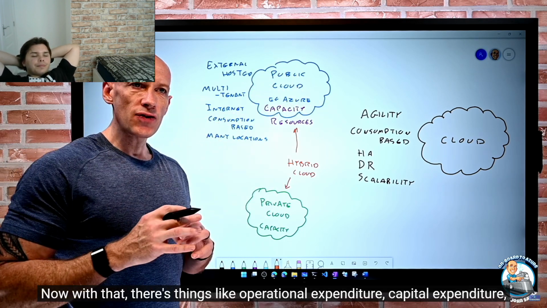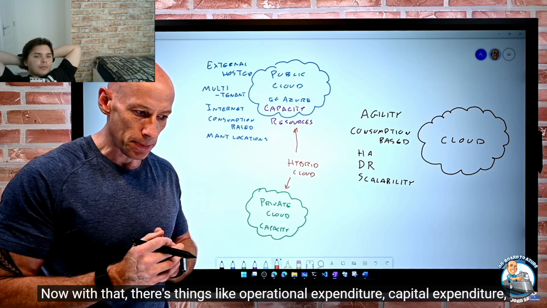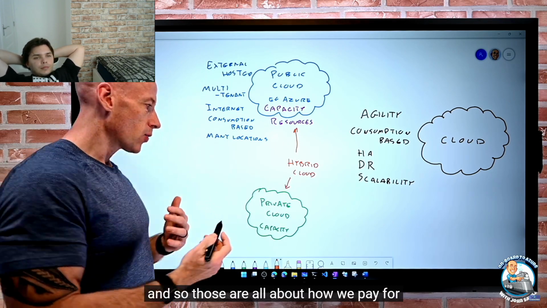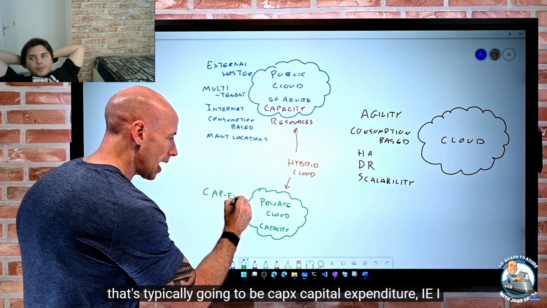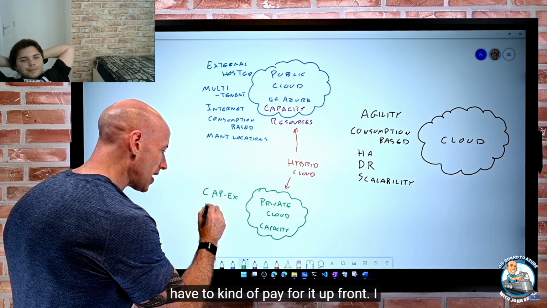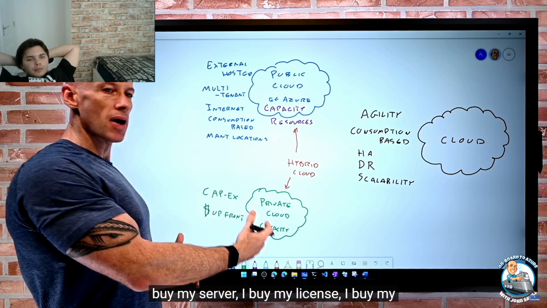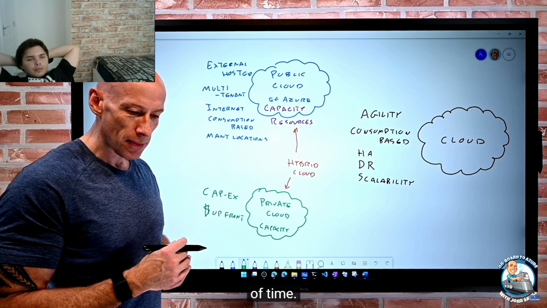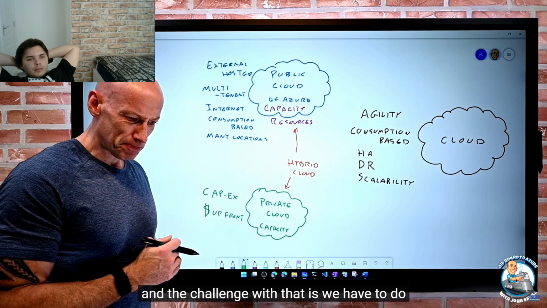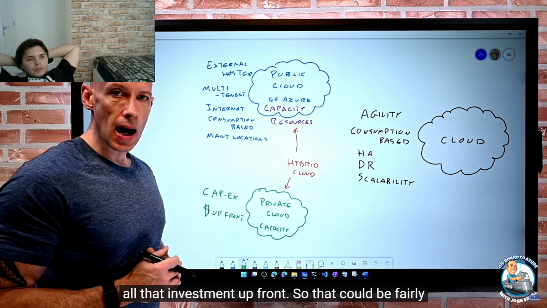Now with that, there's things like operational expenditure, capital expenditure. And so those are all about how we pay for things. So I can often think about anything on premises, that's typically going to be CapEx, capital expenditure, i.e. I have to pay for it up front. I buy my server, I buy my license, I buy my data center, and then depreciate it over a certain period of time. So I have these assets that have a certain lifespan. And the challenge with that is we have to do all that investment up front, so that can be fairly painful.